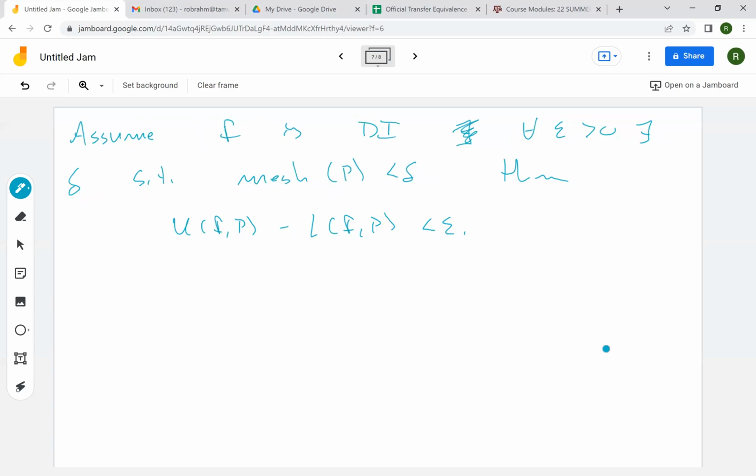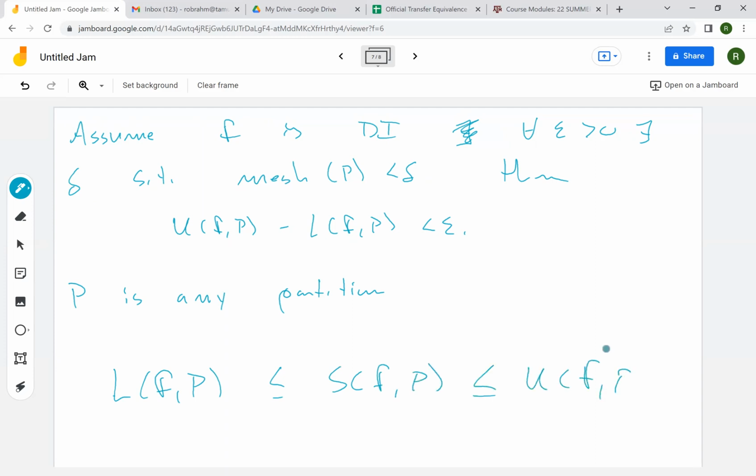So let me just point out something. If P is any partition, then we have the following inequalities. L(f,P) is less than or equal to S(f,P), and this is less than or equal to U(f,P). Okay, so I need to say something about this. On the left-hand side and the right-hand side, P is just a partition, and we're taking the lower Darboux sum and the upper Darboux sum. In the middle here, we need to interpret P as being a tagged partition.